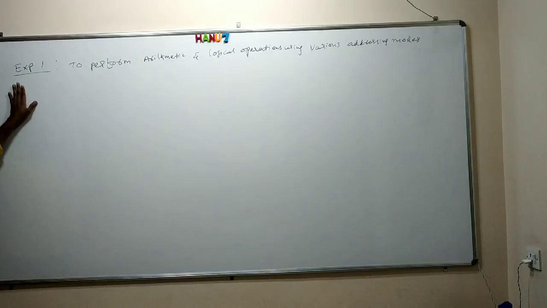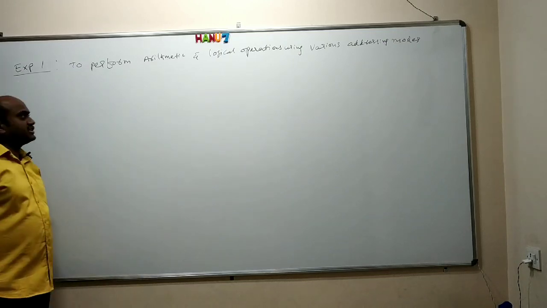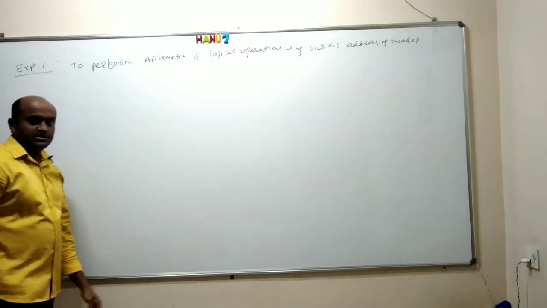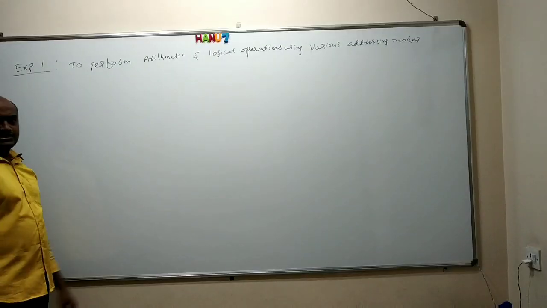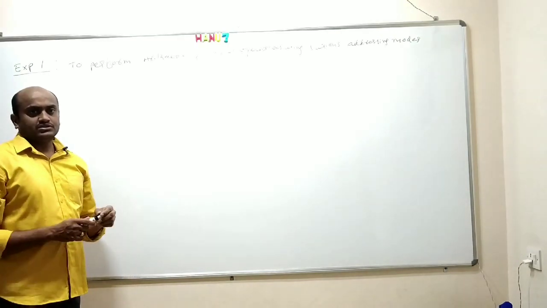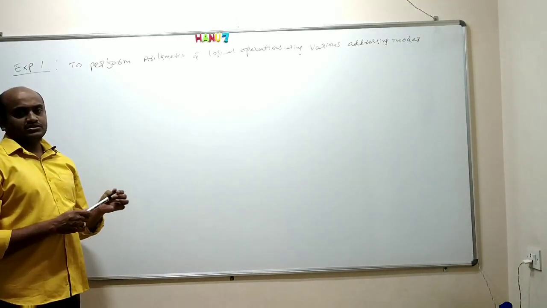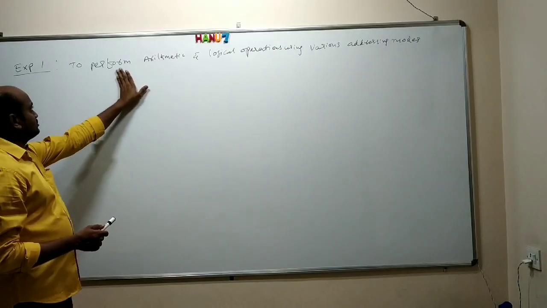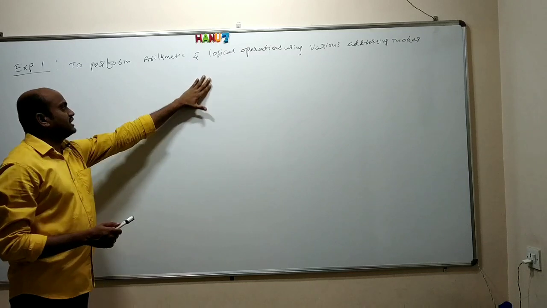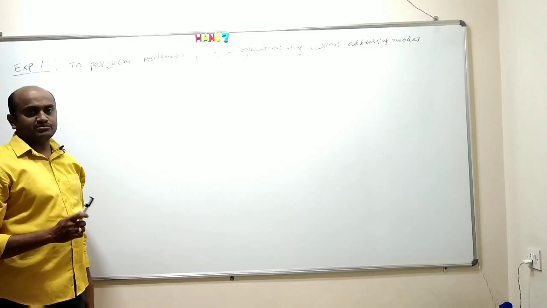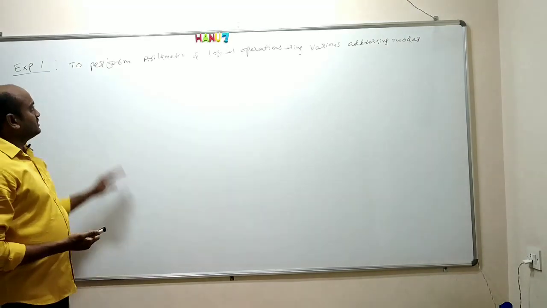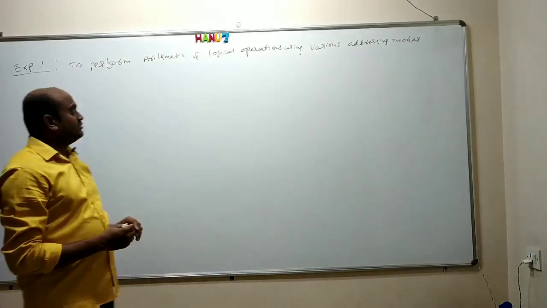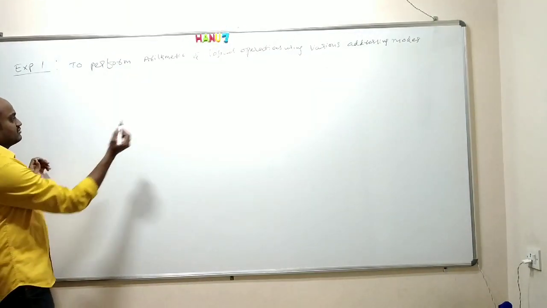is experiment number 1, to perform arithmetic and logical operations using various addressing modes. Before starting this experiment directly, let me explain some basics related to the software development cycle. This experiment we are supposed to perform using the 8086 microprocessor. The same experiment we are going to perform for the microcontroller too, but let us see one by one.